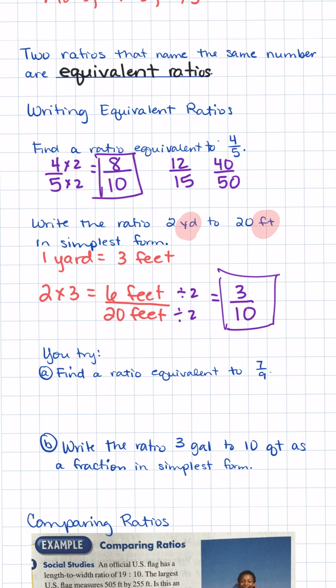You're going to find an equivalent fraction for 7/9 and then write the ratio 3 gallons to 10 quarts. Here's a hint for you on the second one. There are 4 quarts in 1 gallon. Come back to me when you're done.